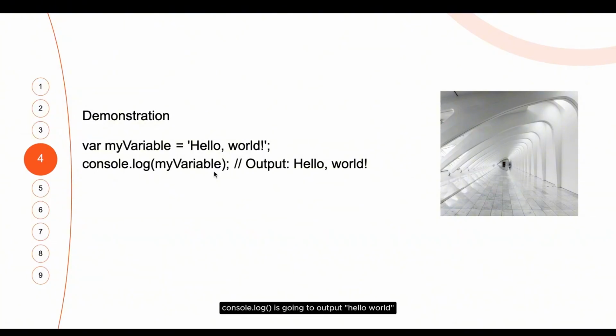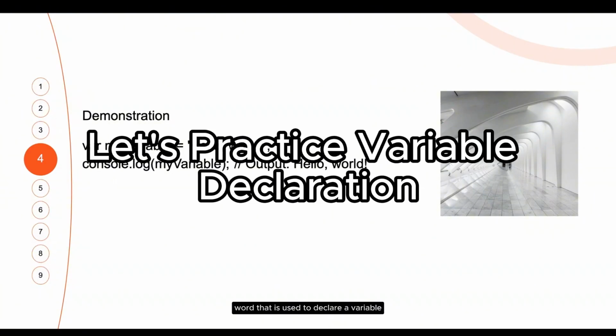Console.log is going to output hello world, because that's the word inside the variable. So my variable now is the name of the variable. Wherever you want to refer to the value in the variable, you just call my variable, and it's going to print out hello world for you, because hello world is the value. My variable is the name of the variable, while var is the reserved word that is used to declare a variable.